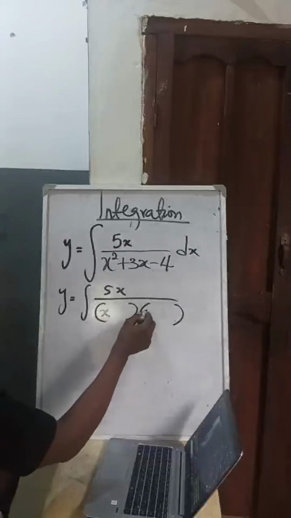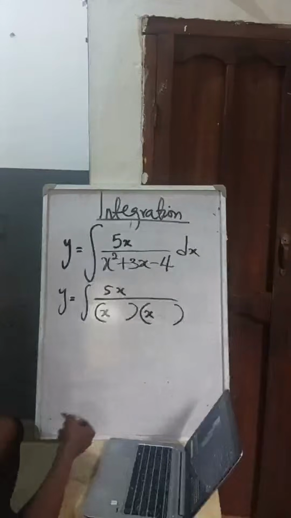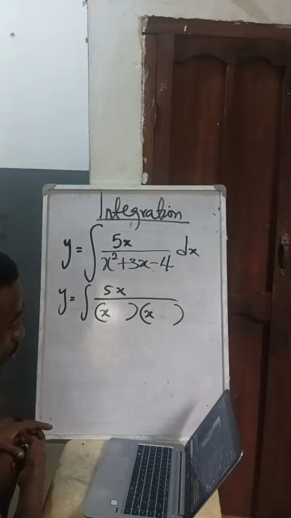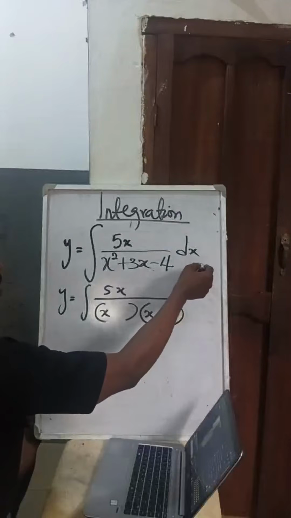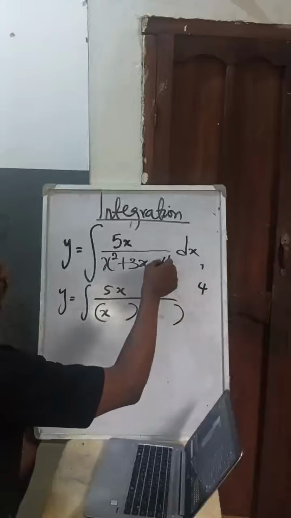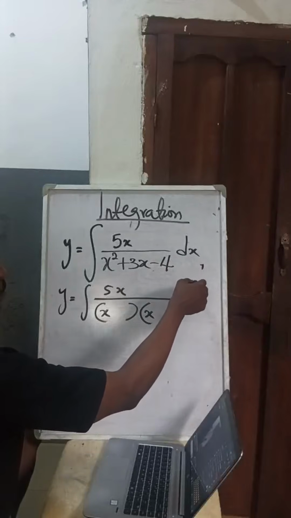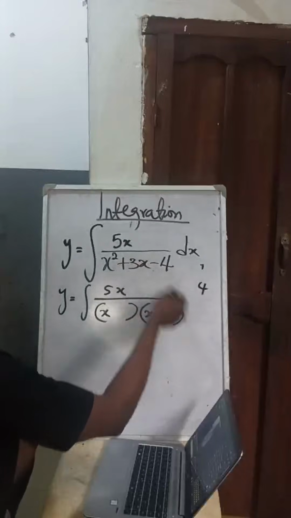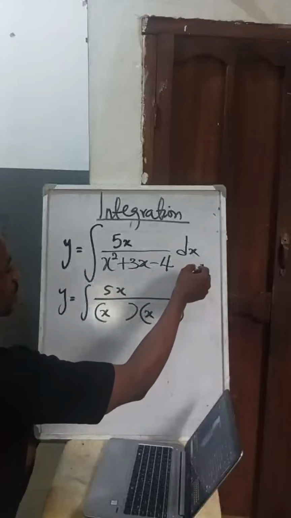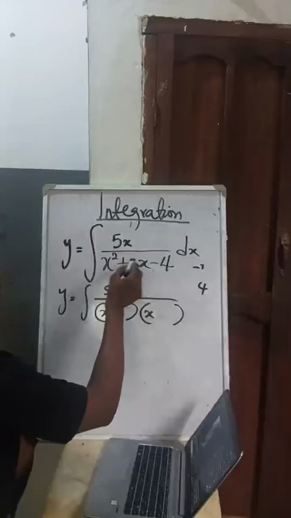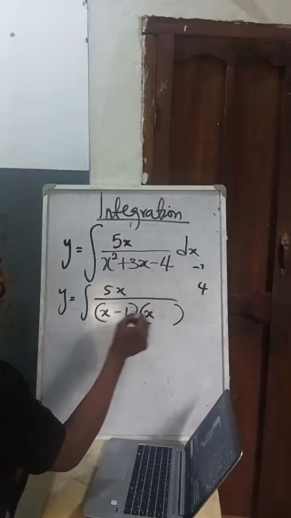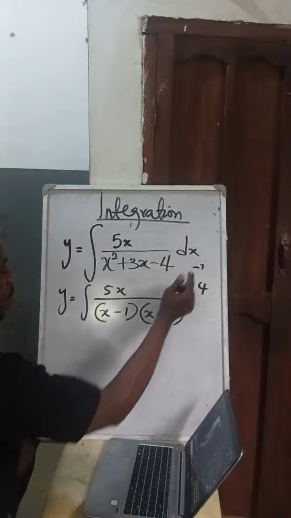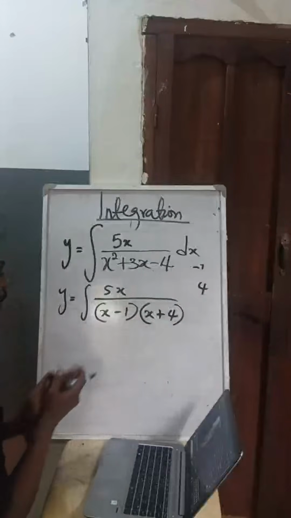Put x here, split 4 into 1 and 4. So 1 times 4, 4. 4 minus 1 is plus 3. 4 times minus 1 is minus 4. So you put minus 1 here, you put plus 4 here. We are done with the factorization.